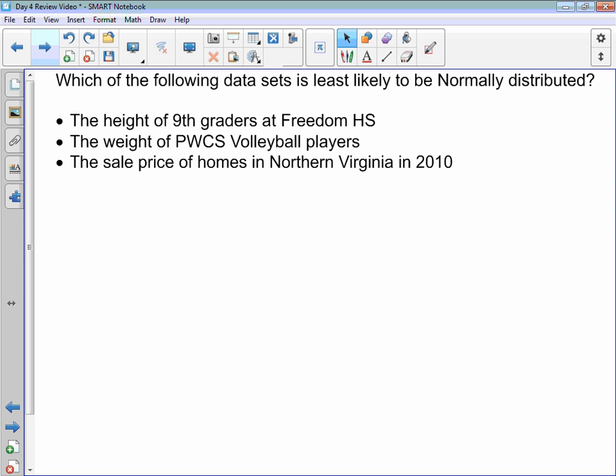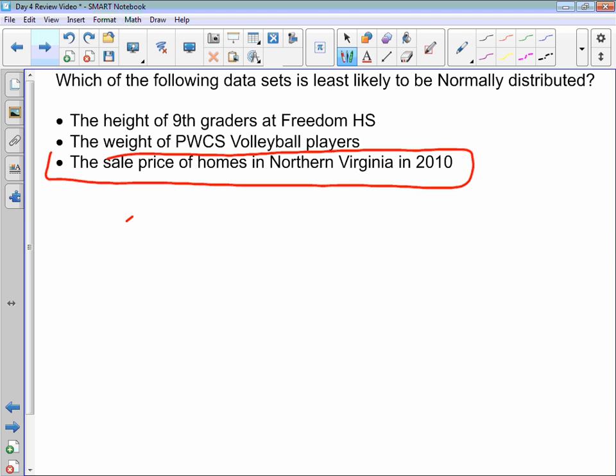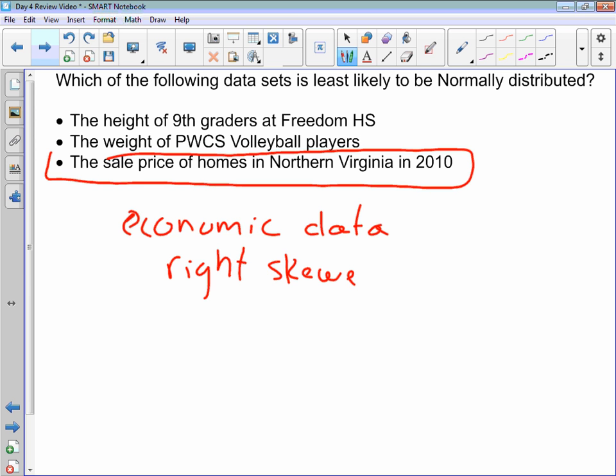So which of these following data sets is least likely to be normally distributed? The height of 9th graders at Freedom High School, the weight of Prince William County Schools volleyball players, or the sale of home prices in Northern Virginia? And the answer is the sale price of homes in Northern Virginia. We talked about how economic data is generally right skewed. Almost always right skewed. And if it's skewed, it's not symmetric. And if it's not symmetric, it's definitely not a normal distribution.